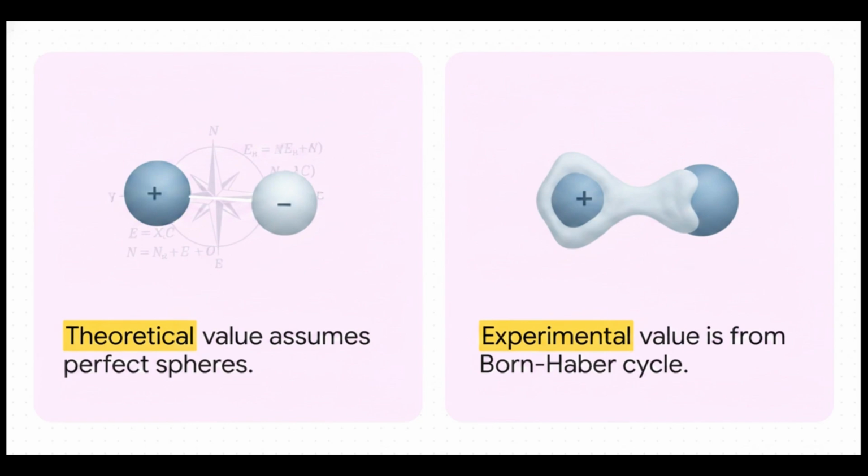Then you've got experimental lattice energy, which is what we derive from our Born-Haber cycle based on real-world measurements. If these two numbers match up closely, great, the bond is mostly ionic. But if these numbers differ greatly, well, it indicates our supposed perfect ionic bond is actually harboring a covalent secret.